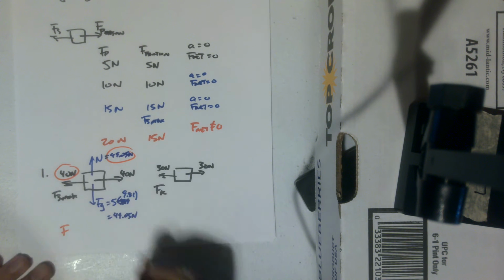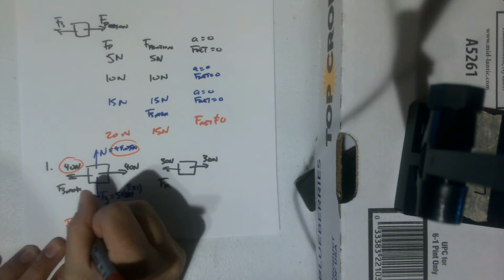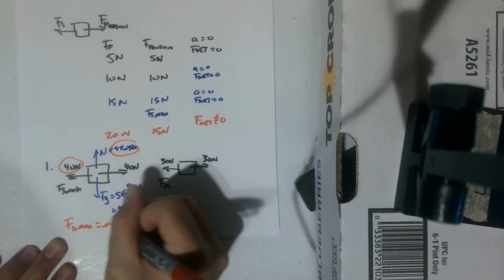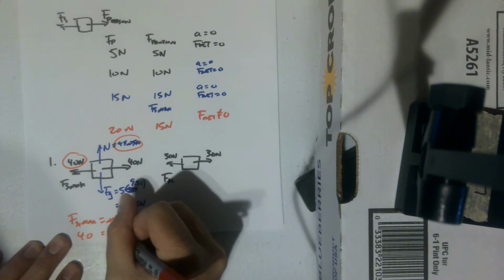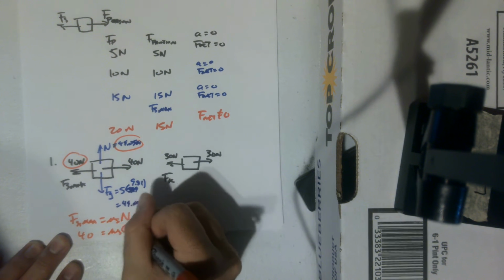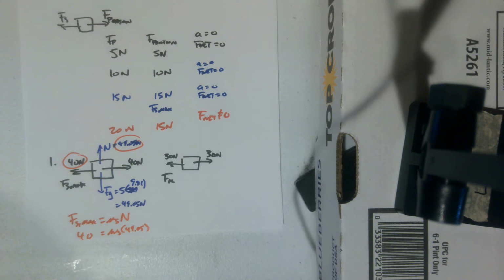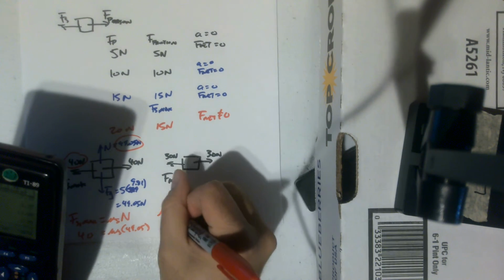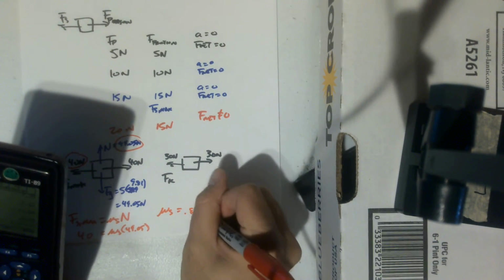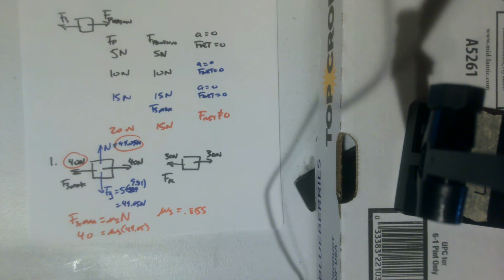So if we look at our formula, F of S max equals mu s times N. We know that this is 40. We know mu is unknown right now, and we know that the normal force is 49.05. So once I do 40 divided by 49.05, that'll get me my coefficient of static friction. So mu s is 0.8155.